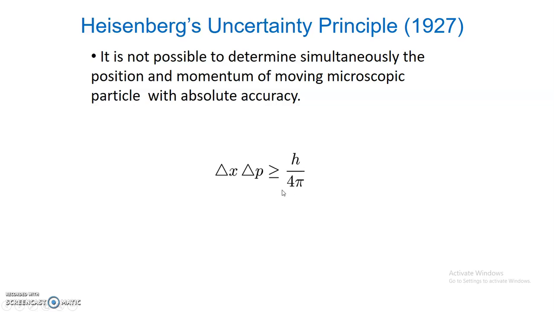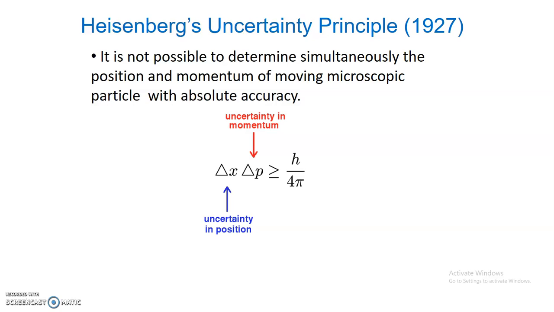So the Heisenberg uncertainty equation is delta x into delta p is equal to or greater than h upon 4 pi. H upon 4 pi is a constant. Now what is delta x? It is the uncertainty in position, and delta p is the uncertainty in momentum. So the product of uncertainty in position and uncertainty in momentum is equal to or greater than h upon 4 pi. This is the Heisenberg uncertainty principle.